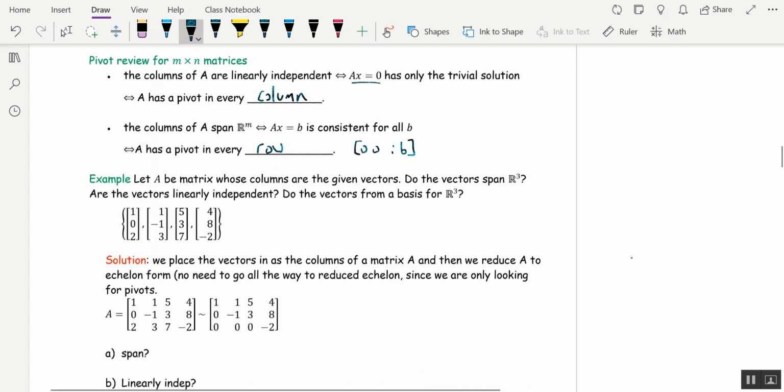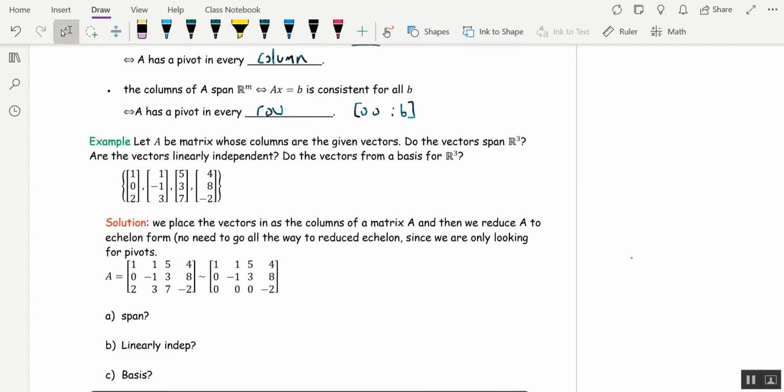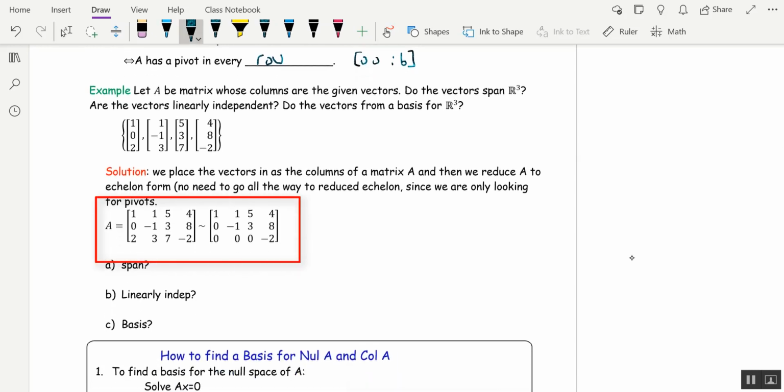All right, so let's look at an example. Take a look at these four vectors. We want to know if these four vectors span R3, if they're linearly independent, and if they form a basis for R3. So let's let A be the matrix whose columns are these vectors. And I did that in the solution. Here's A, and I reduced A to echelon form.